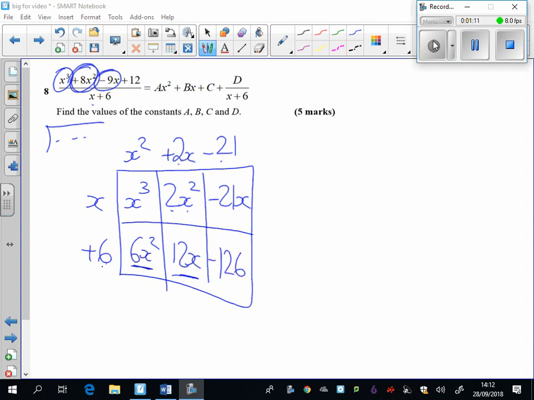We don't want a minus 126, we want a 12. So how do I get from minus 126 all the way up to 12? I need to add 138. And so that's what D is. A is 1, B is 2, C is minus 21, and D is 138.